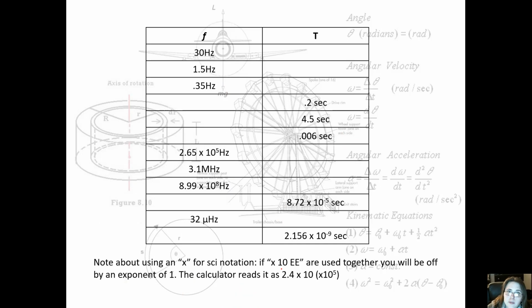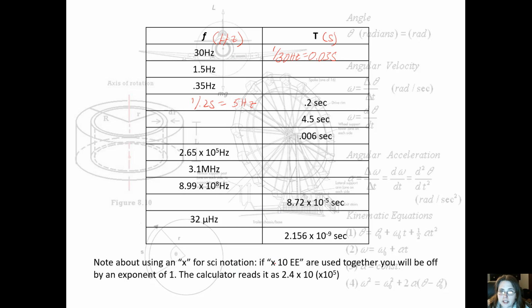Okay, so for an example, here's a chart. If you did 30 hertz, it would be 1 divided by 30 hertz, and you get 0.03 seconds. Down here, for frequency, you could have 1 divided by 0.2 seconds, and that is equal to 5 hertz. So for the period, the unit is seconds, and for frequency the unit is hertz.